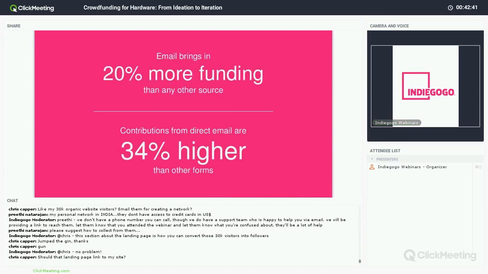So methods of promotion. I focused on email, building an email list, because email brings in 20% more funding than any other source. So if you build that email list, you're starting with an advantage, and I highly recommend it. Contributions from direct email are 34% higher than other forms. So you don't want to skimp on this email business. It's huge. It's huge.